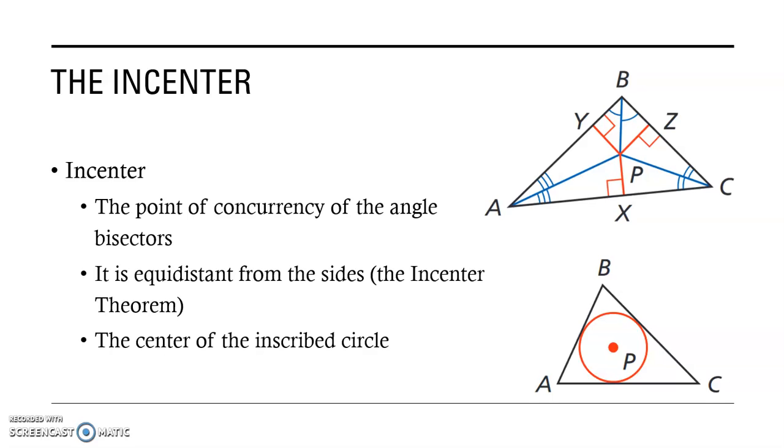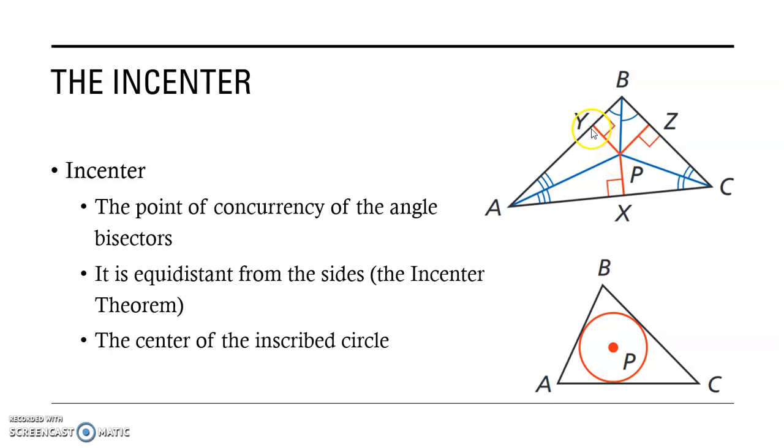The next type of point of concurrency is the incenter. Now this is the point of concurrency of the angle bisectors. If you remember from lesson 1, we learned that if you know that something's an angle bisector, then any point on it is going to be an equal distance from the sides of the angle. So the incenter is equidistant from the sides.